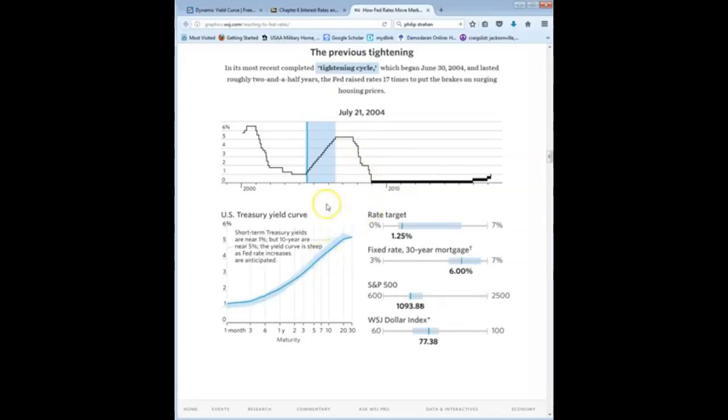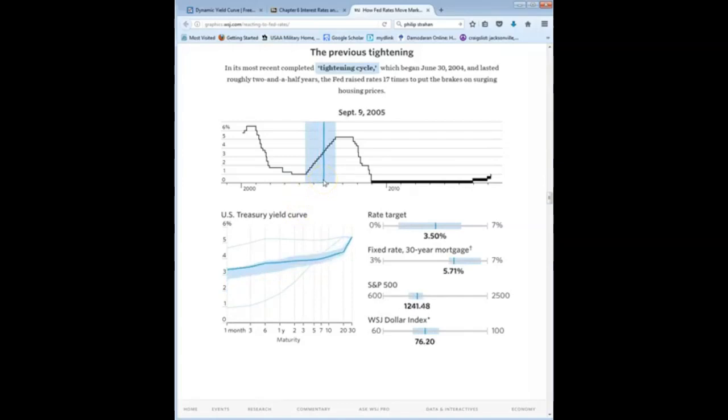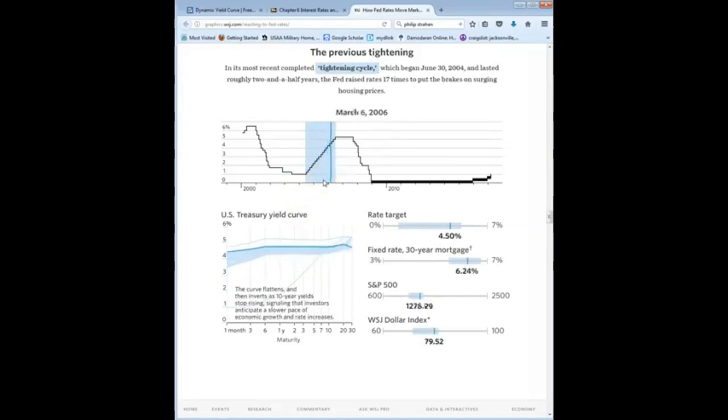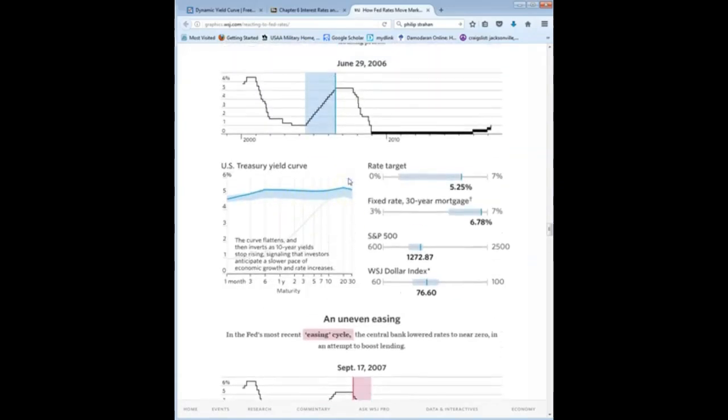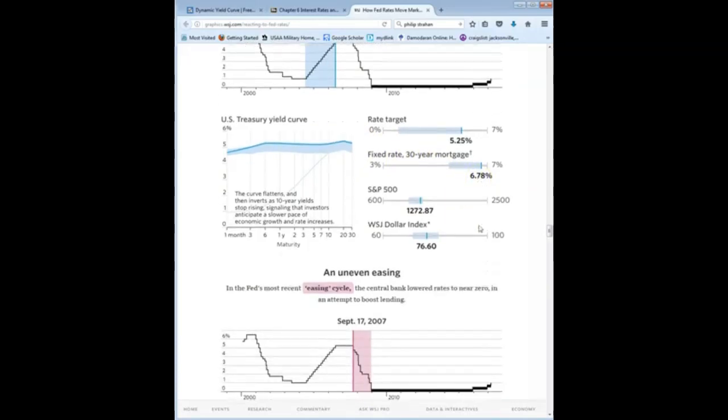So we can see the shape of the yield curve throughout this period of time, how it's changed. As the Federal Reserve raised rates, we can see the shape of the yield curve changing, the long-term rates staying about the same until the Federal Reserve got rates to the point that they wanted to be. The 30-year mortgage rate was now 6.78%, and pretty much that killed people wanting to buy houses because the interest rates were so high.